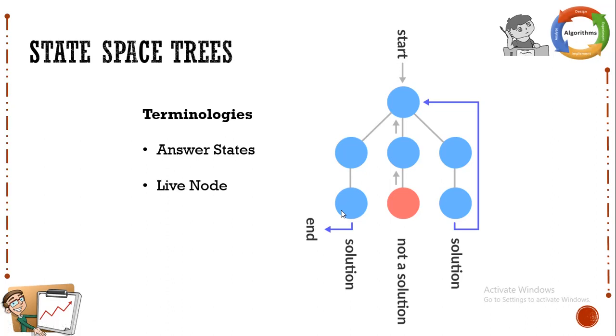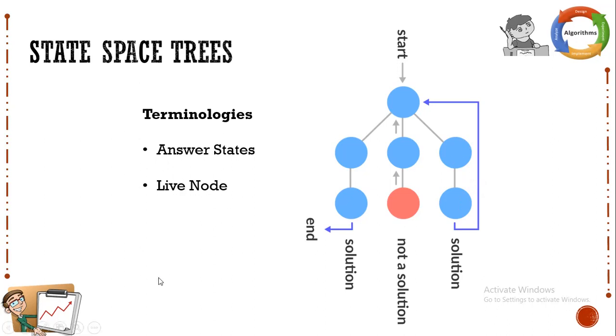The second terminology that we have is the live node. A node that has been generated already but is yet to generate its children is called the live node, right? So let's say I have traversed from this node to this node, and currently I have not yet generated this particular node. In that case, that node is known as the live node.